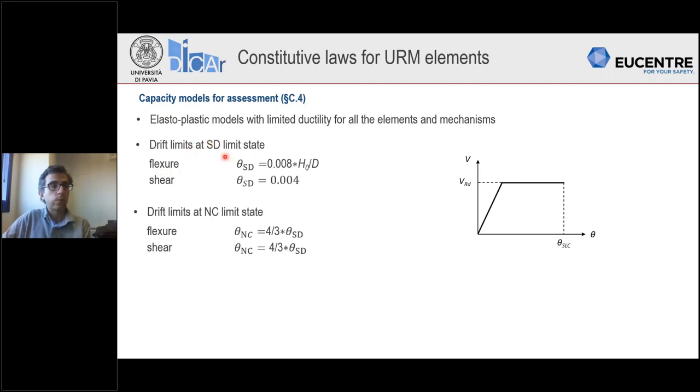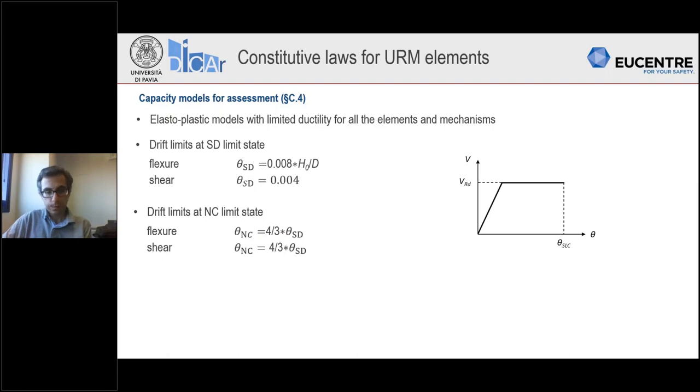It also depends on the limit state. For the significant damage limit state and for the flexural mechanism, the drift limit is given by this expression, so 0.8% times the ratio between H0 and D. For the shear, a fixed value of 0.4% is prescribed. In case of near collapse limit state, these limits have to be incremented by a factor of 4/3.